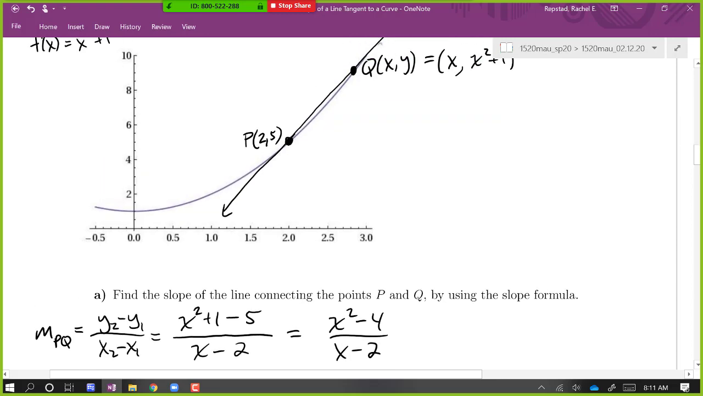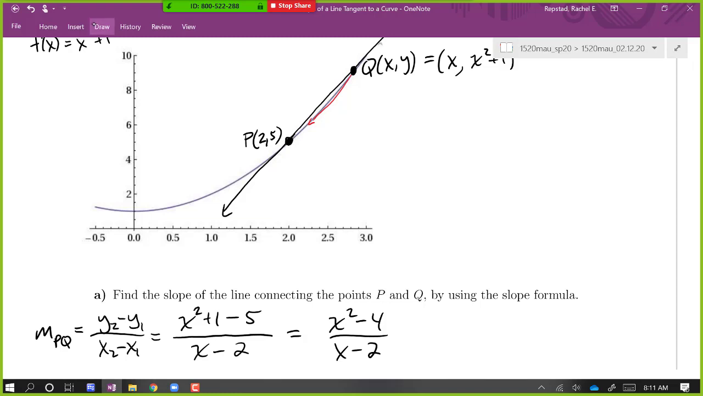So regardless of which other point I pick for Q, as long as it's not P, as long as I'm not picking the same point again, I can get the slope using this formula. If I try to pick P, I would be dividing by 0. But what I want to do is push Q closer and closer to P. I imagine Q is like a free point that can slide up and down the curve. The closer Q gets to P, the closer that secant slope is to the tangent slope.